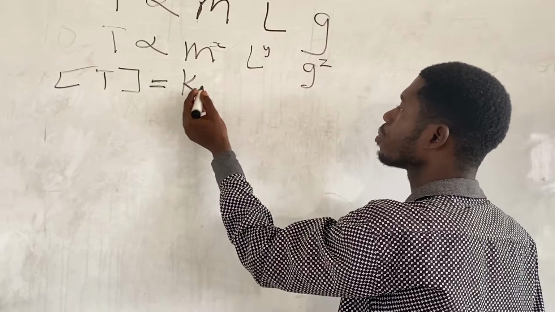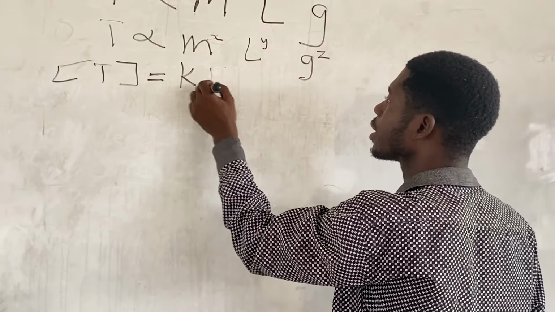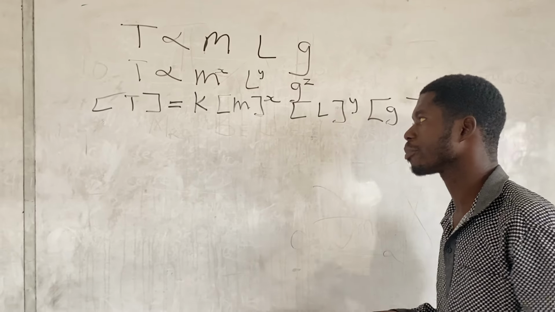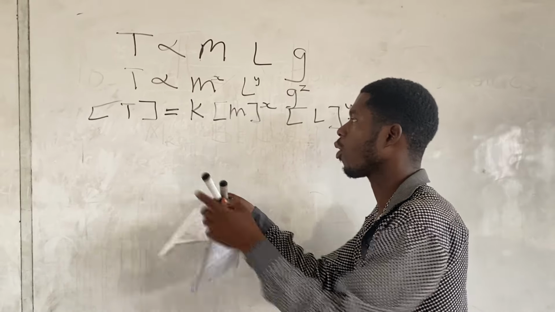Okay, so K. Then you take the dimension of mass, X is at the top. You take the dimension of the L, Y is on top, and we take the dimension of the G, Z is on top. Please pay much attention. Now, taking the dimension of the T.